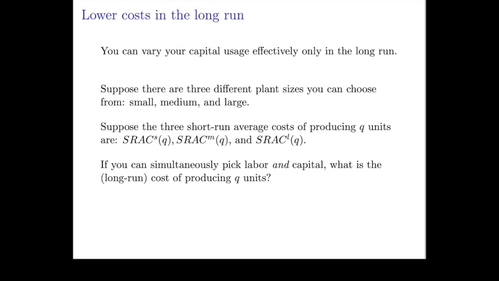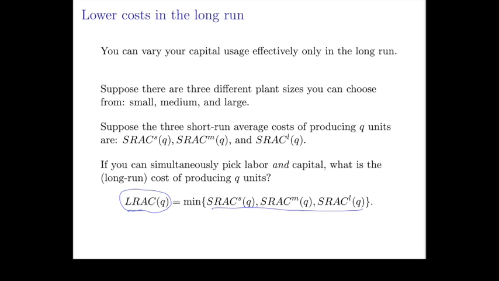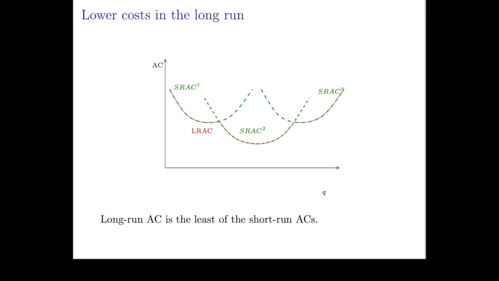Now you could simultaneously pick the level of labor as well as the plant size. What's the long run cost of producing Q units? Well, your long run average cost is going to be the lowest of the three average costs, because you're going to pick the optimal size between small, medium, and large. So your long run average cost is therefore the minimum of the three. So let's look at a picture of that.